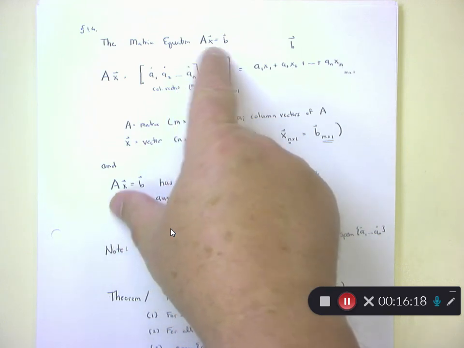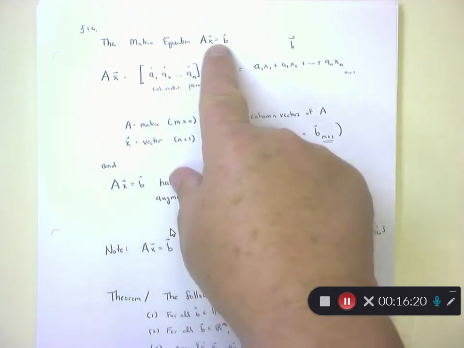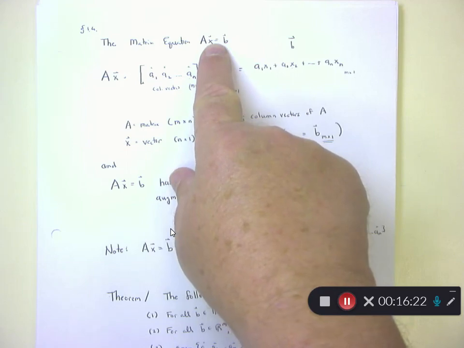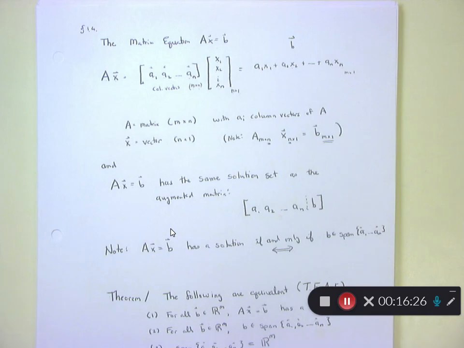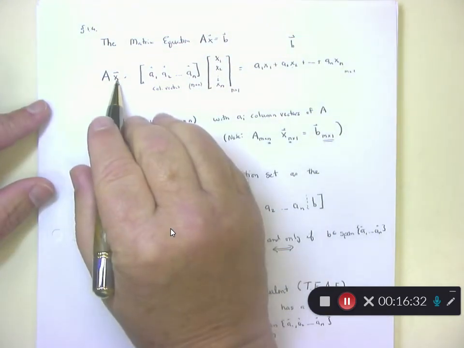Here's the matrix equation. A times x equals b. Now, A is the matrix. X is a vector called the variable vector, x. And b is what it's equal to, typically the constants on the other side. You look at that as a vector. So, matrix A times vector x.